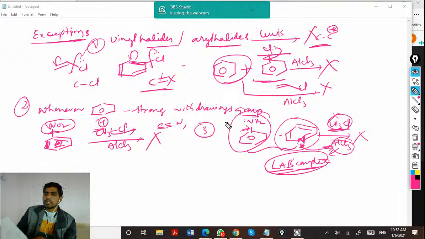The first exception of the Friedel-Crafts alkylation is that it is not possible with vinyl halides and aryl halides. In the second, whenever strong withdrawing groups like nitro and cyano groups are there, they will not be efficient enough to attack the electrophile, resulting in no reaction. The third one is that aniline and pyridine act like Lewis bases, so they will form a Lewis acid-base complex with the Lewis acids present in the reaction, resulting in no reaction. So these are the exceptions.